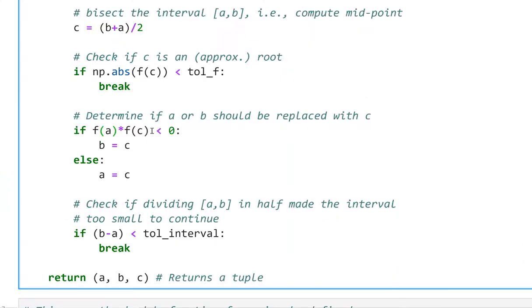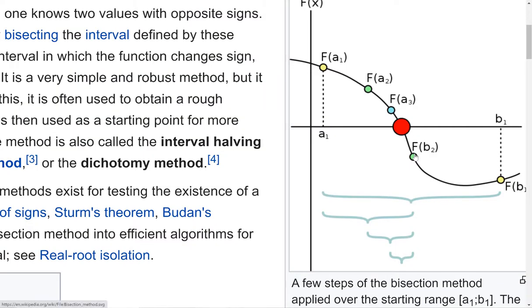If f of a times f of c is less than 0, then the new b value in our interval that we're shrinking down should be equal to c at the next iteration. Otherwise, we should replace a with the c value, which is what happens, for instance, in the second iteration. We have this new interval, we cut it in half, and we see that f of a, when we multiply it by this, they have the same sign.